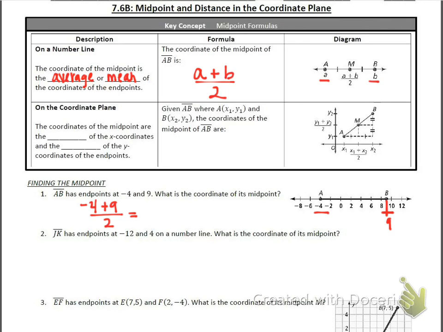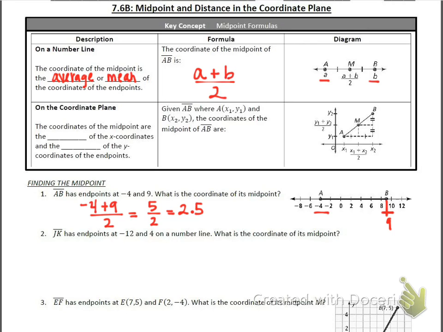Guys, what's -4 plus 9? No, you do not do absolute value because we're looking at coordinates. So sometimes it might be a negative number. So what's -4 plus 9? 5 divided by 2. And you can leave it as 5 over 2, or we can also put it as 2.5. Either one. So let's label it on the number line.